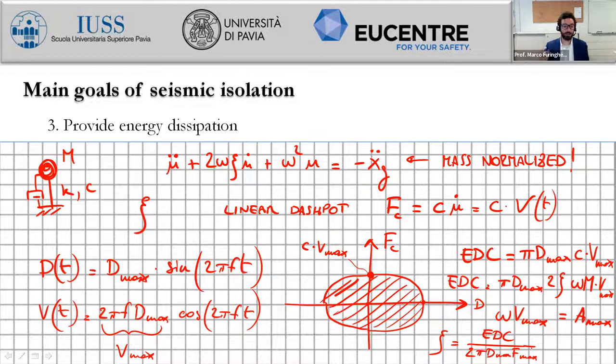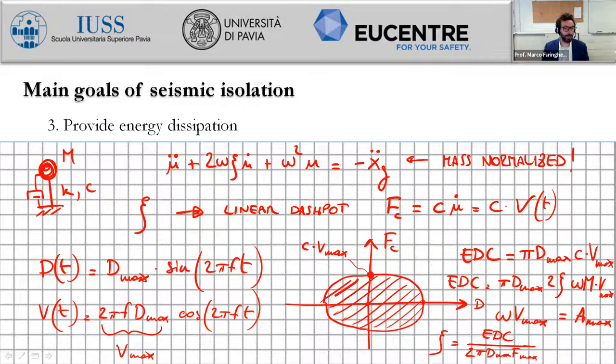Well, just because the damping ratio is directly related to a linear dashpot. So we can define the Xi parameter whenever we deal with a linear dashpot. This means the force is equal to a constant times the velocity.